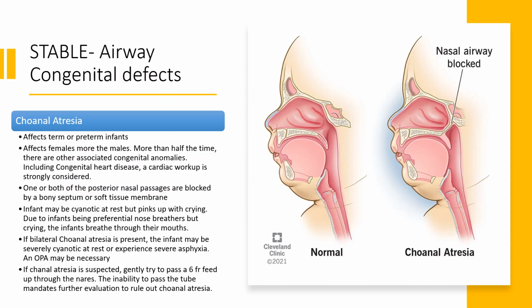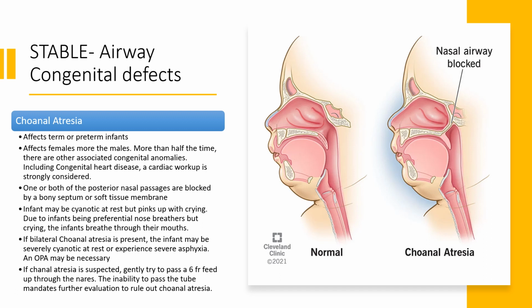Airway congenital defects. We have choanal atresia, which affects term or preterm infants. We can see here that basically there's a bone structure at the end of their nasal passage, because they're primarily nasal breathers, they're not able to get air through here. Kind of a big issue. It's just a growth of bone and tissue to the back, and it blocks their nasal passages. It affects females more than males.